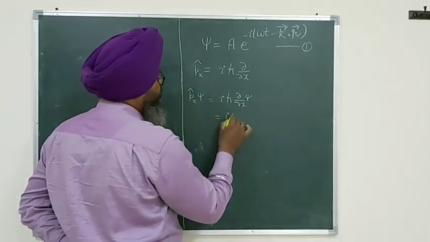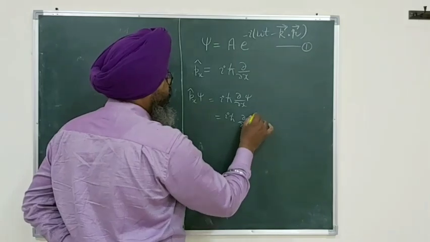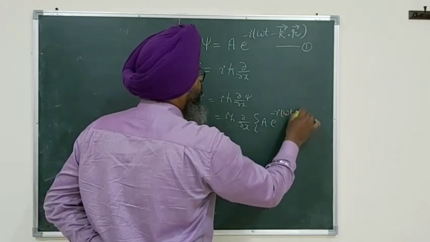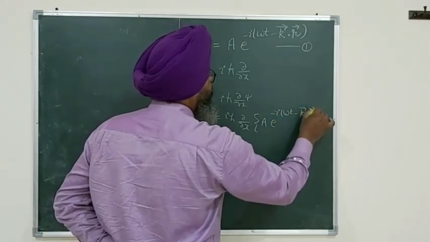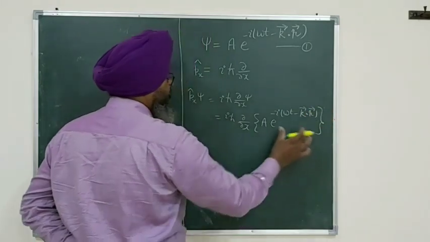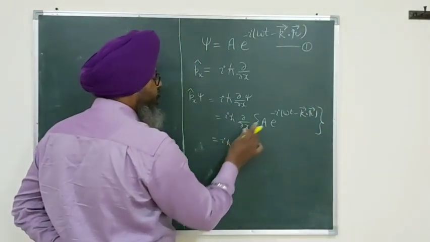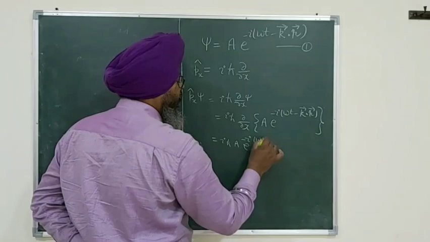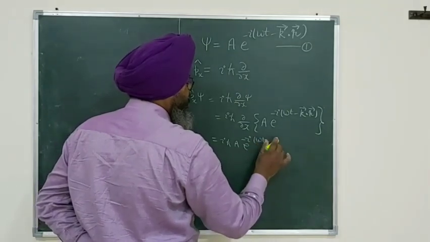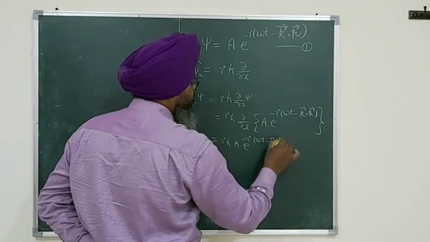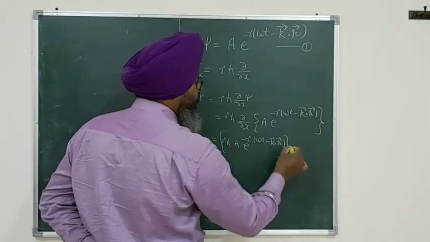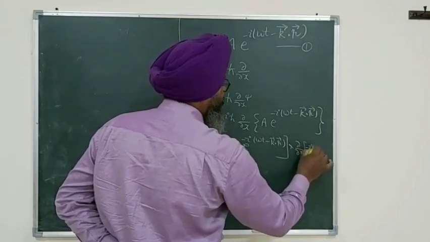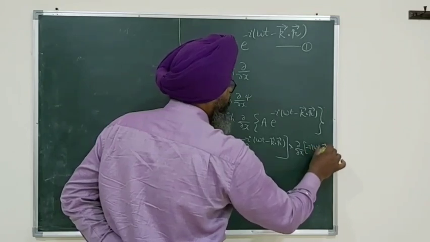It will be iota h cross partial upon partial x of A e raised to power minus iota (omega t minus k dot r). Now when I take the derivative, it will be iota h cross, its derivative will be as such, A e raised to power minus iota (omega t minus k dot r), multiplied by partial upon partial x of minus iota (omega t minus k dot r).